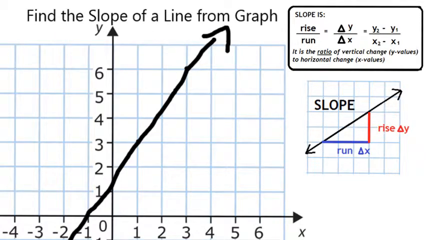I'm going to zoom in here and look at two specific points on the graph. First, I'm going to look at (1, 3), and secondly, I'm going to look at the point (3, 6). Now let's figure out the rise over the run between these.